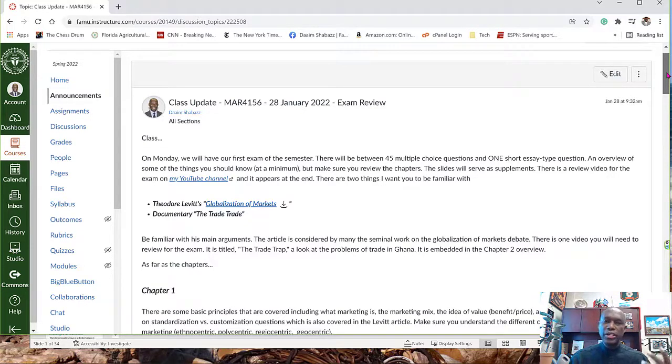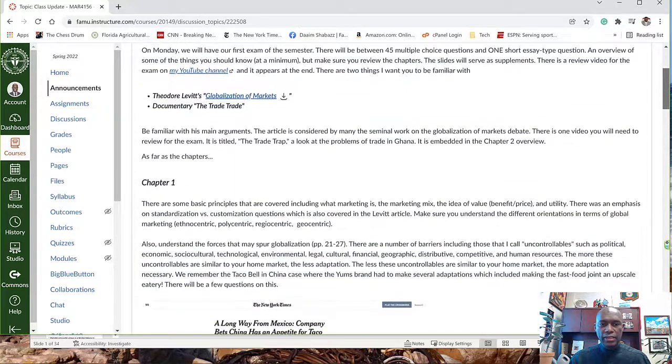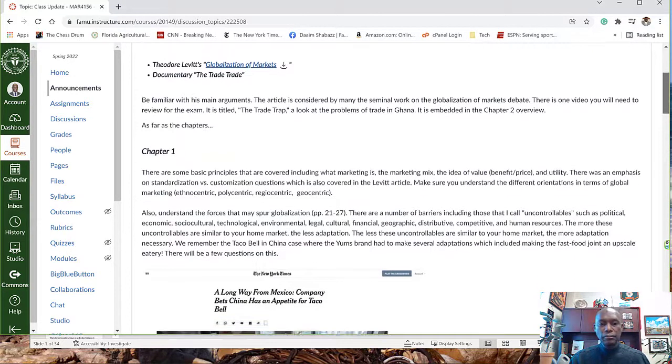Some of the terminology in there you will come to understand, and that I will have questions on the exam about that segment, the trade trap.